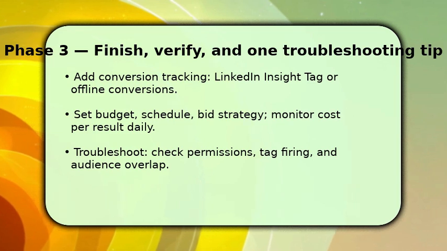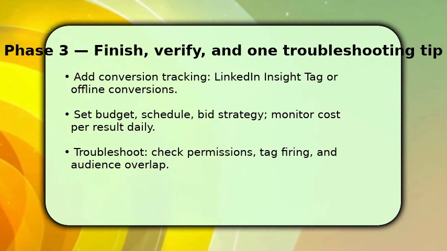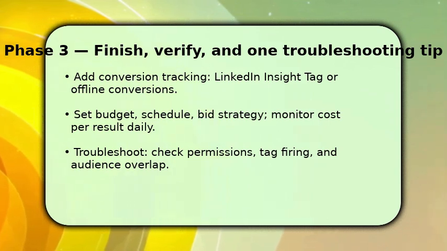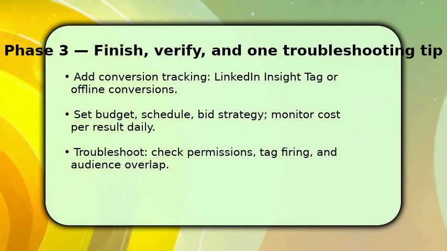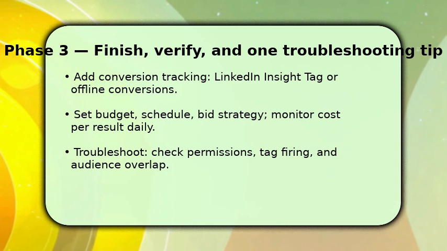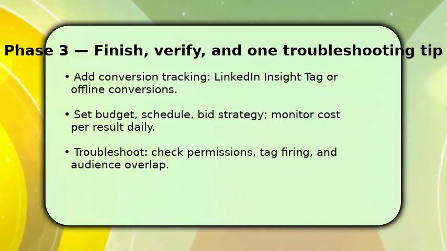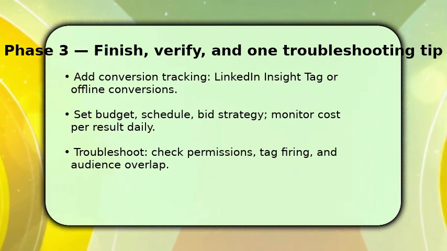Then set budget, schedule, and choose a bid strategy: automatic bidding for simplicity, manual for control, and launch. After launch, check early performance and adjust. If something goes wrong, a key troubleshooting tip: verify page admin permissions, confirm the Insight tag fires, and reduce overlapping audiences to avoid competition.